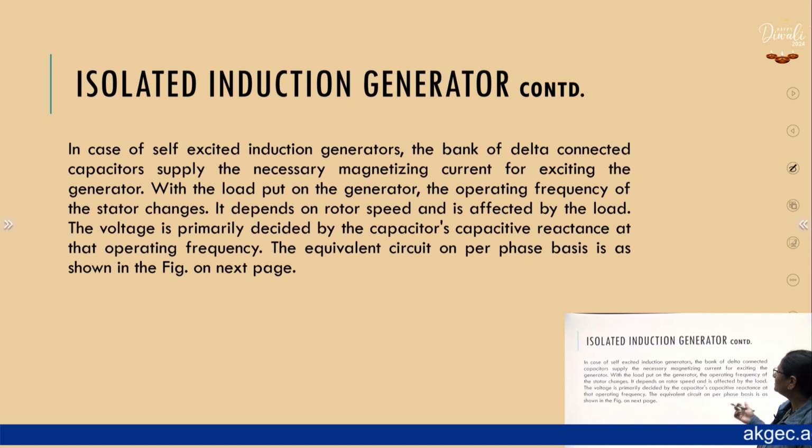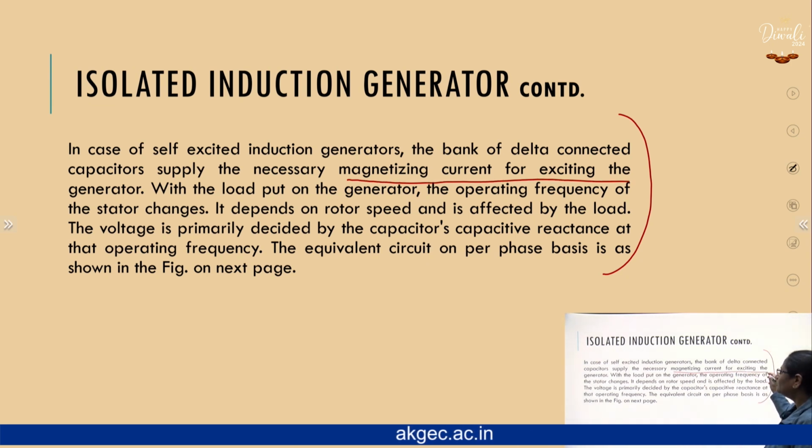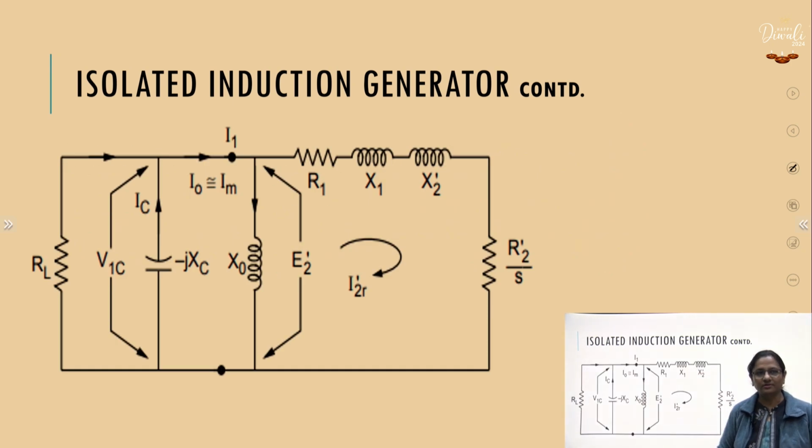So, in case of self-excited generators, the bank of delta connected capacitors supply the necessary magnetizing current for exciting the generator. With the load put on the generator, the operating frequency of the stator changes and it depends upon the rotor speed and is affected by the load as well. The voltage is primarily decided by the capacitor's capacitive reactance at that particular operating frequency. The equivalent circuit of the generator is also shown in the figure here.